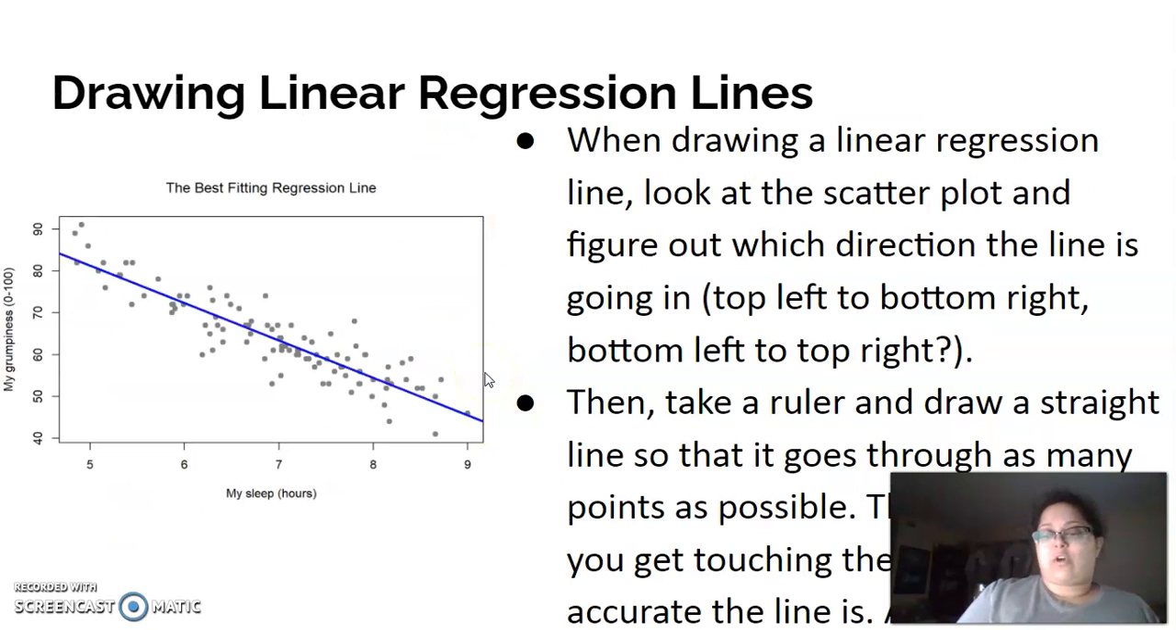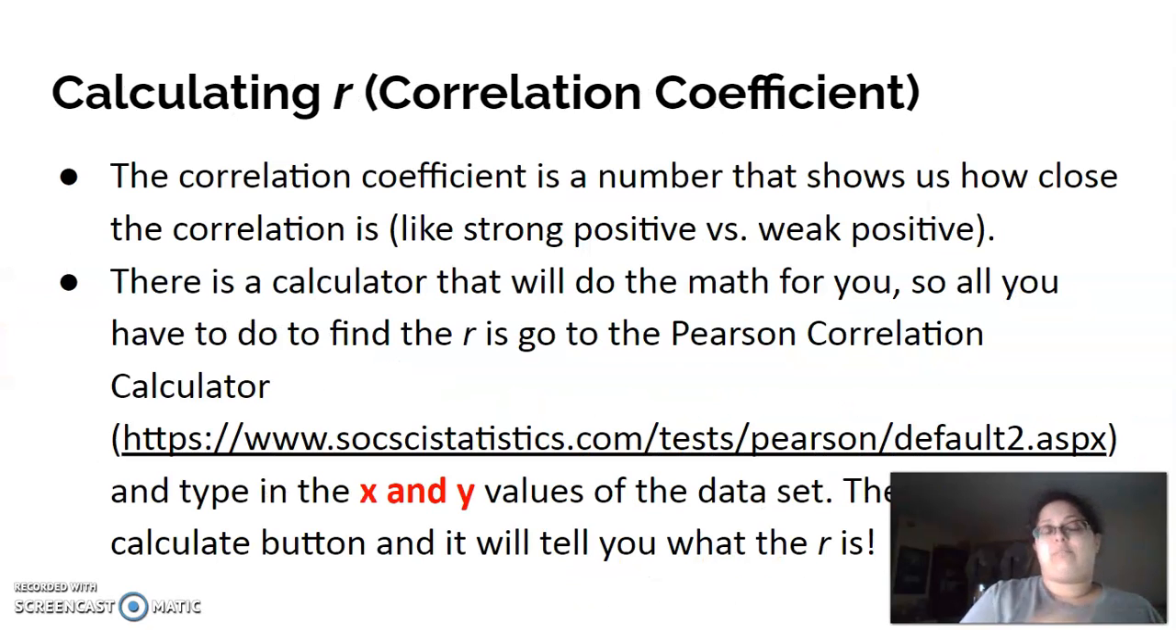So honestly, that's all you would have to do if I asked you to draw a linear regression line, is plot all your points in a scatter plot, and then just try and draw a line that hits as many points as possible. It has to be straight, not curved. So then the last thing that you would need to do is calculate the correlation coefficient. So this correlation coefficient is a number that shows us how close the correlation is. It's like the pictures and the dots that we were saying with like the weak positive and the strong positive thing. It's just this is like an actual number that is a little bit more definitive.